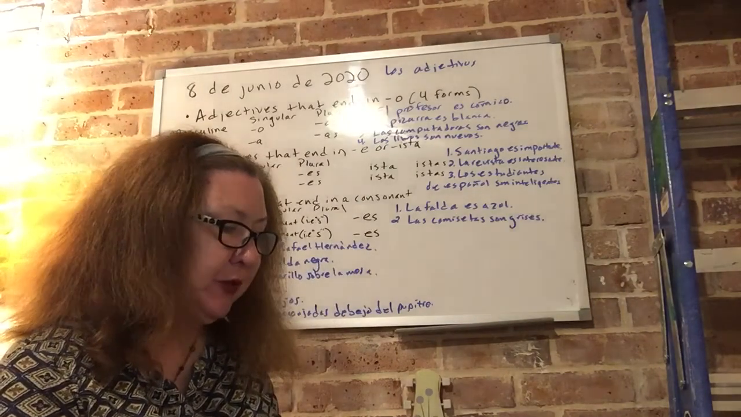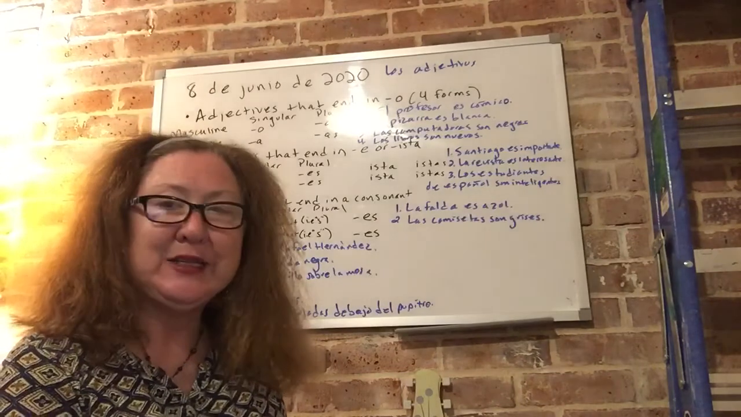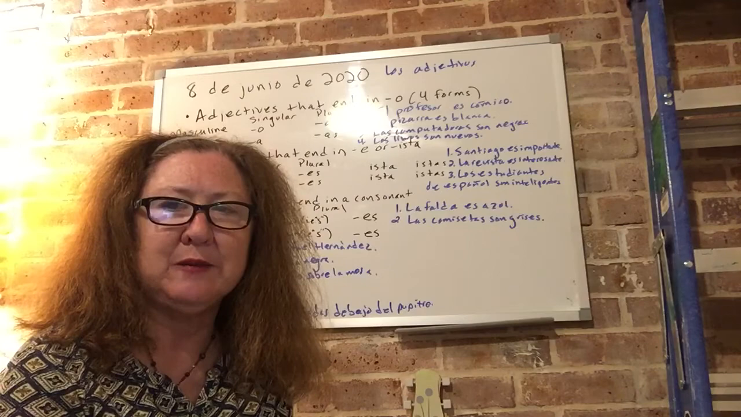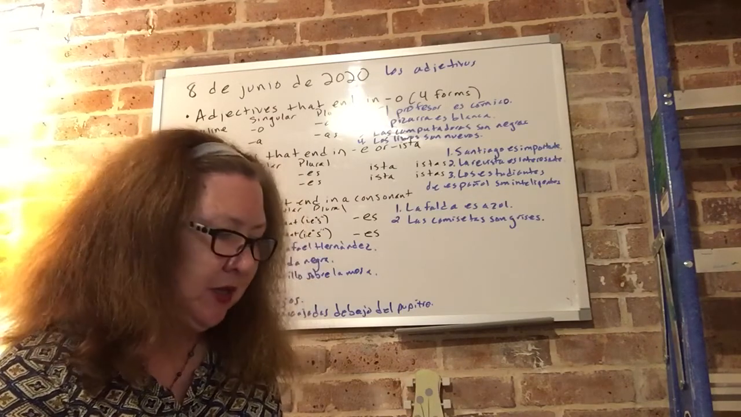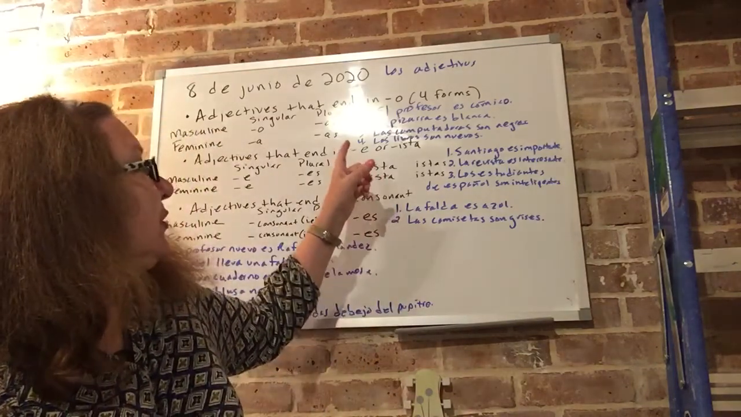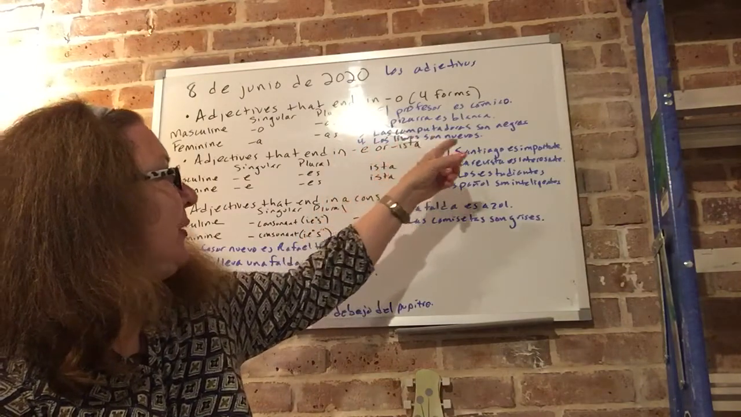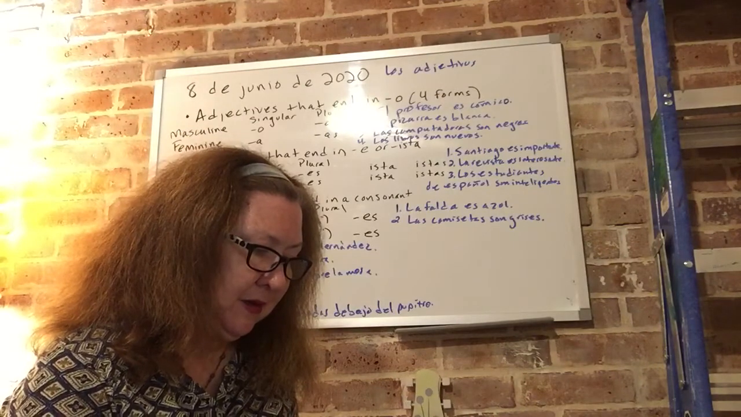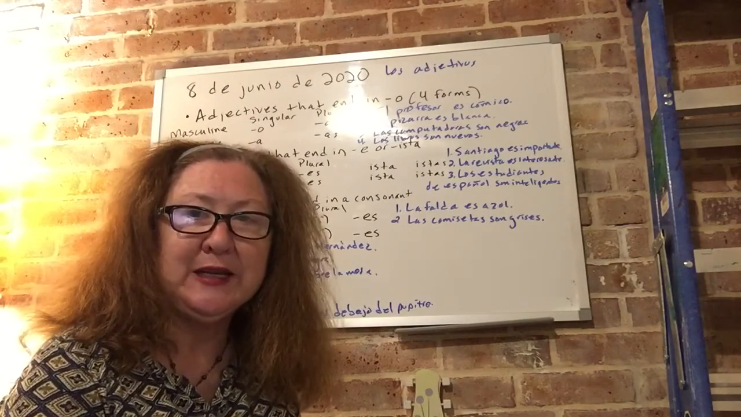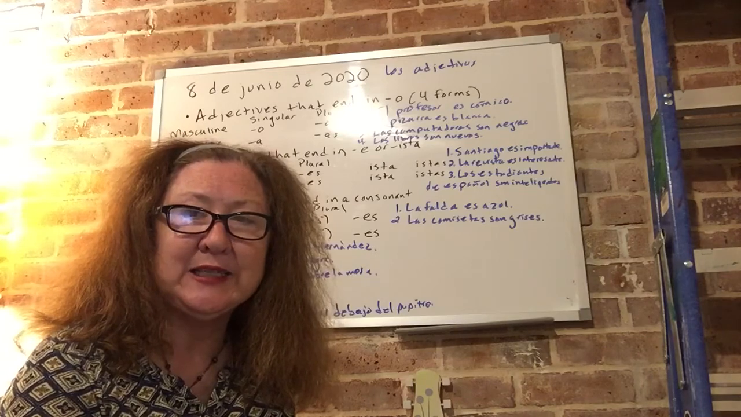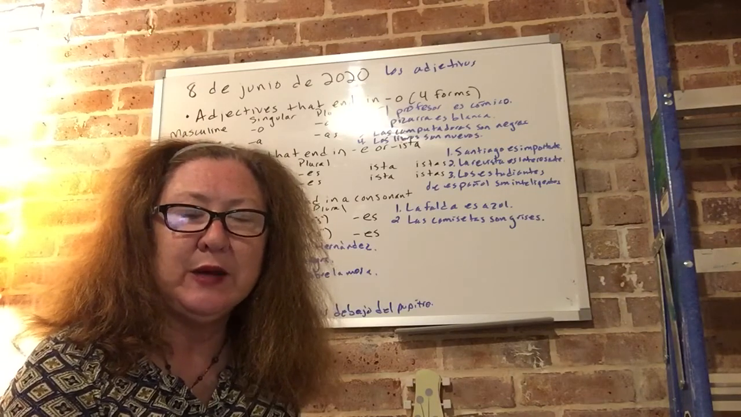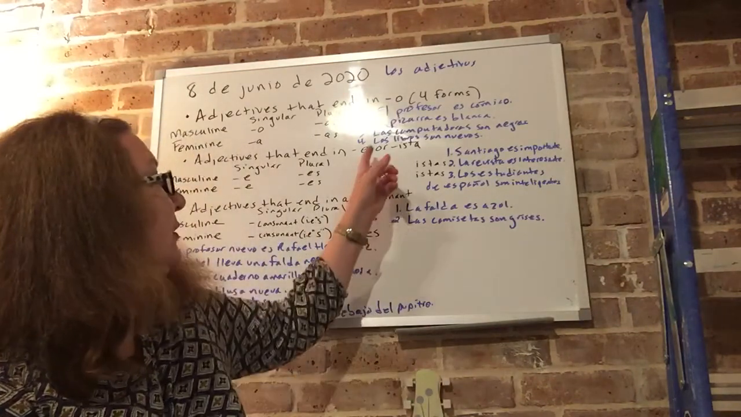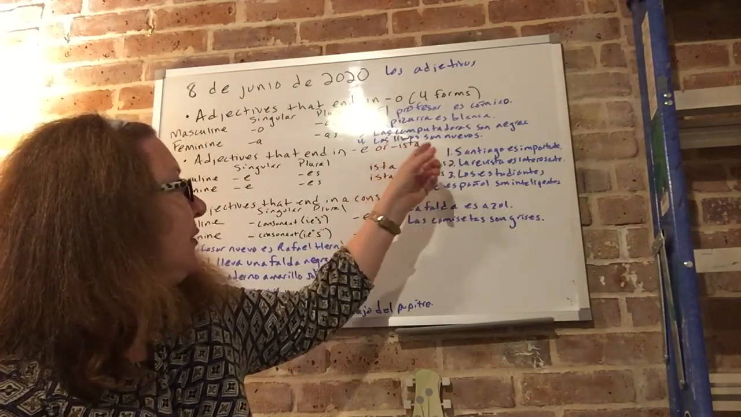Número tres. The computers are black. And like I said, you can pause the video if you need to write this down, because if I'm going too fast, just stop the video and you can write down the answer. Okay, so the computers are black. Las computadoras son negras. Because computadora is feminine and it's plural, so negras has to be the way you write the adjective. The books are new. Los libros son nuevos.